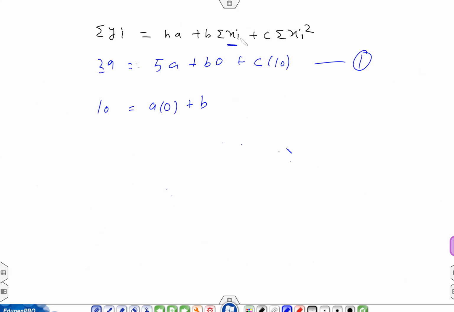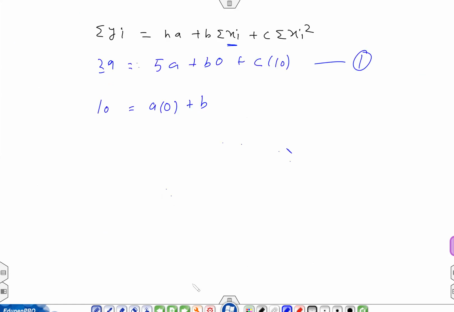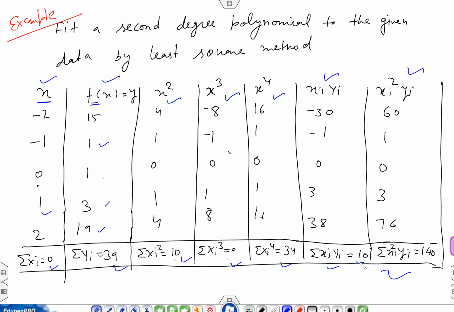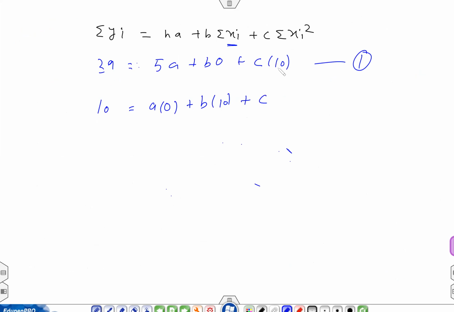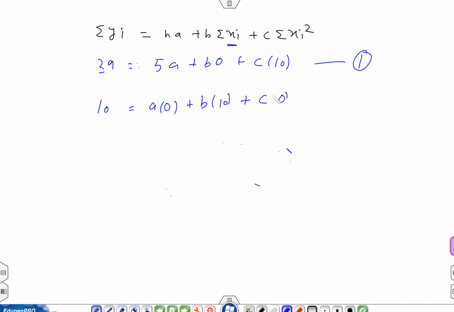Whatever you are having, that you have to make, right? Xi square is what? 10. Also 10. Okay. By chance, xi yi is also 10 and xi square is also 10. Okay. So plus c xi cube. So xi cube is what? This is the value 0. Okay. This is equation number 2.